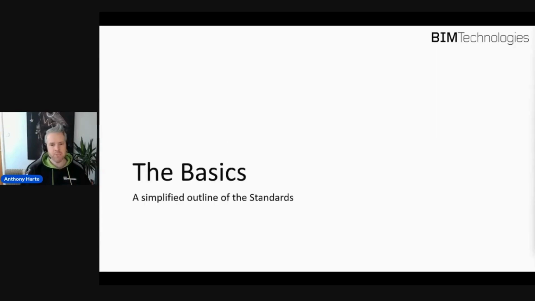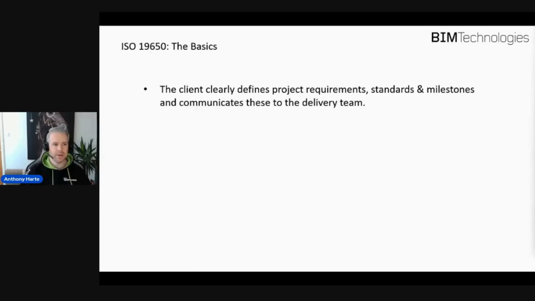So moving on from that, just touching on the basics and what it means in simplified terms. So the ISO 19650 sets out how clients can clearly define their project requirements, any standards and milestones that they might want to reach. In the UK, typically REBA standards, and what you may want at any given time, and what's then required by the delivery team, which is the teams responsible for putting together the construction project.